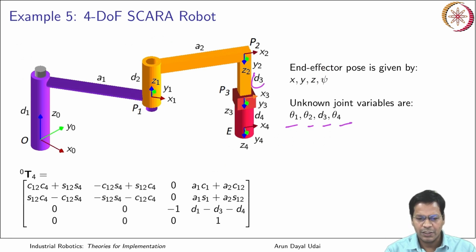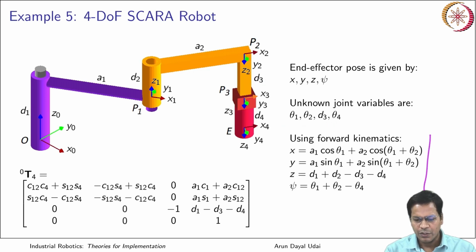d3 is this distance. This is a prismatic joint, so it can travel up and down. So all these are unknown. These are known. Forward kinematic equation. From here, you can directly get till here. You just see this change. Rest everything is the same as we have obtained earlier. We have to use it.